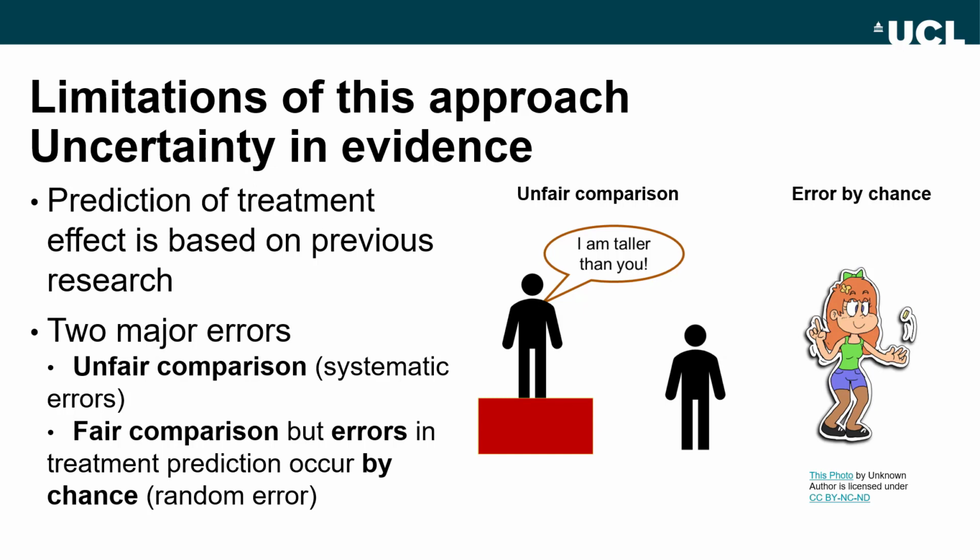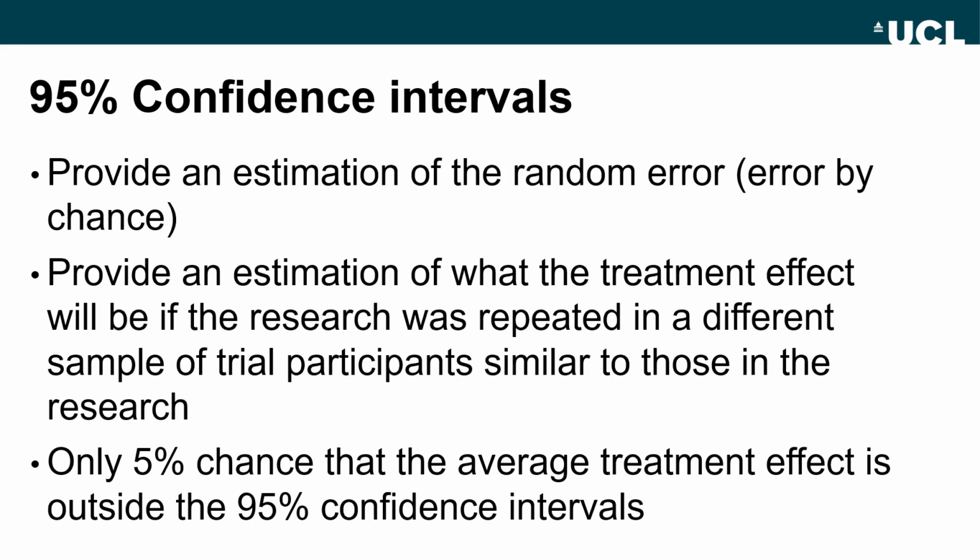A concept related to random error is 95% confidence intervals. The 95% confidence intervals provide an estimation of the random error. They provide an estimation of what the treatment effect will be if the research was repeated in a different sample of trial participants similar to those in the research. In the absence of systematic error, there is only a 5% chance that the average treatment effect is outside the 95% confidence intervals.